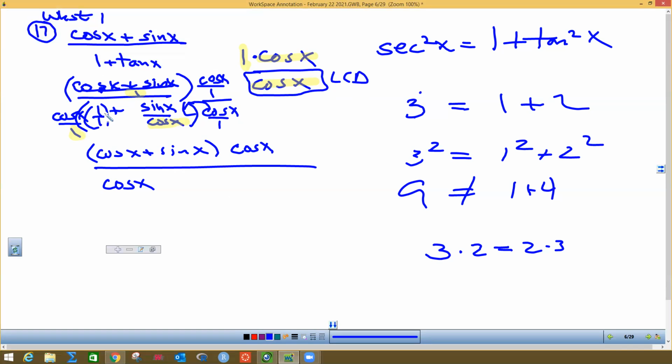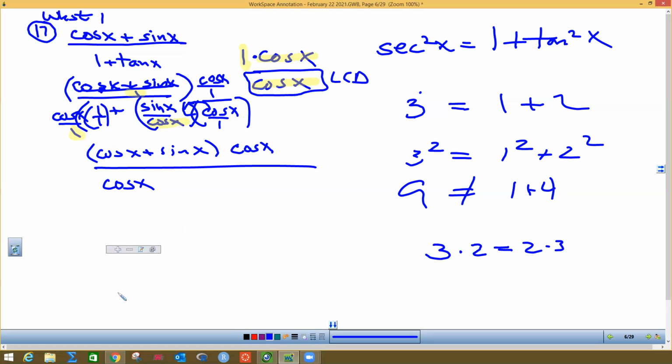Yeah. Okay, and so, again, I am not distributing, I'm leaving these separate on the top. And I just drop the ones off because anything divided by one is itself. Okay? And then down here, I take cosine times 1, and that's cosine on top, and 1 times 1 on the bottom. So cosine divided by 1 is cosine. Then I'm going to take this cosine over 1 times this sine over cosine.